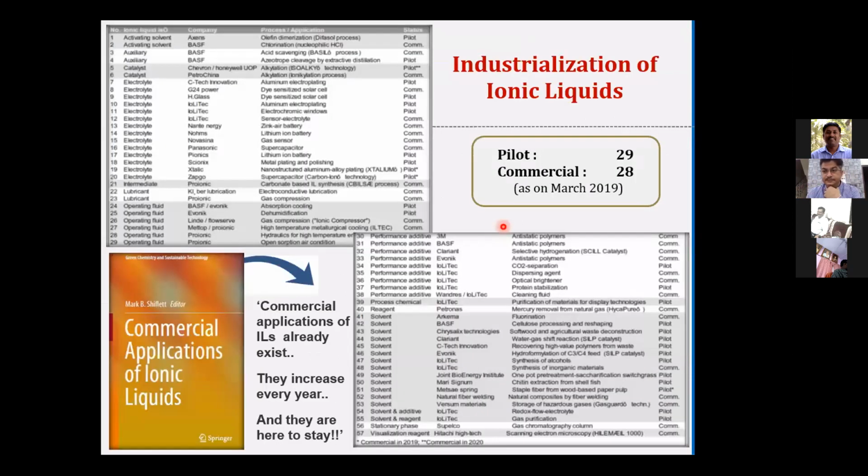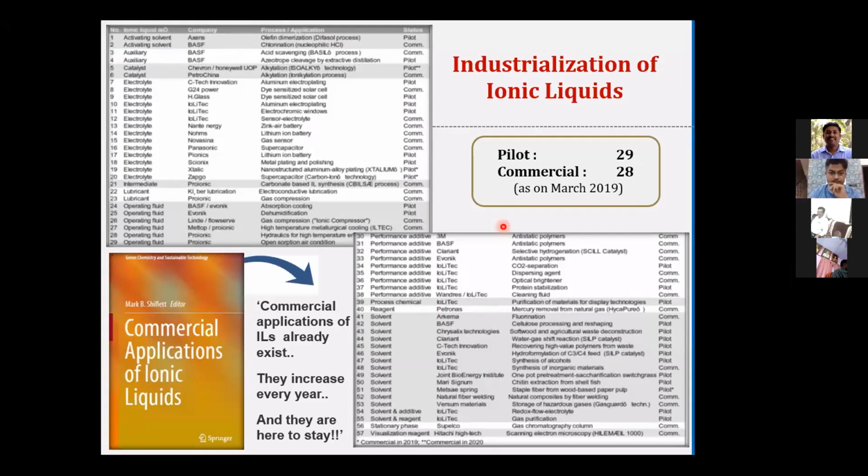And this is the slide I was telling. This is from Mark Shiflett. He was in a company, I think DuPont, for several years, and in the last few years he joined the University of Kansas in USA as a faculty. Very few people come from industry to academia. We know many people go from academia to industry, but he is one of the key persons who came from industry to academia and is using ionic liquids directly for industrial scale.